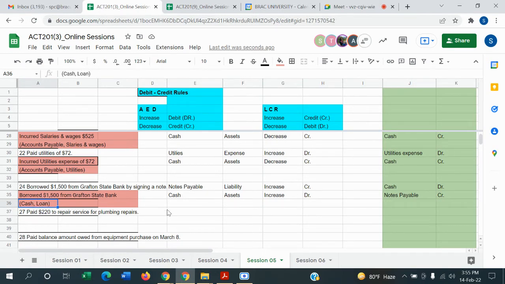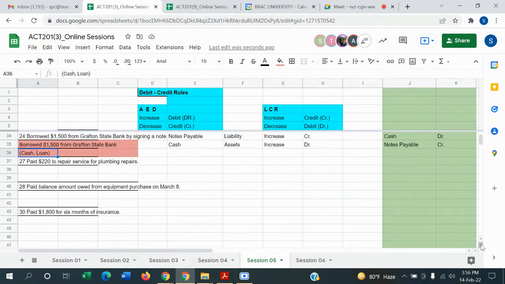It's a liability. Here, against the loan, you issued a note, whereas in the other case you just made an agreement with the bank that you are going to take this loan. That's the difference between these two. If they just mention borrowed that amount from any bank, we'll mention loan. If they mention borrowed this amount by signing a note, we'll mention the notes payable account. Okay. Next, paid 220 to repair service for plumbing repairs.